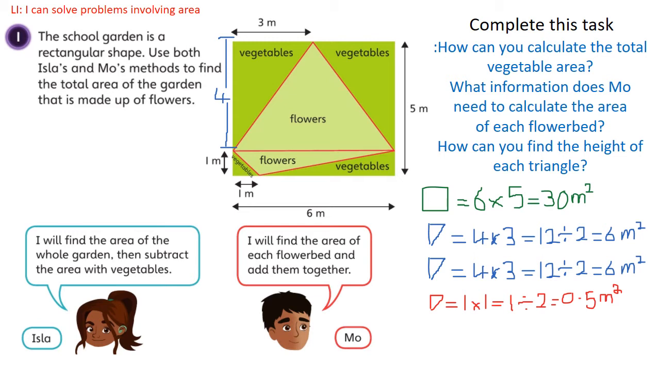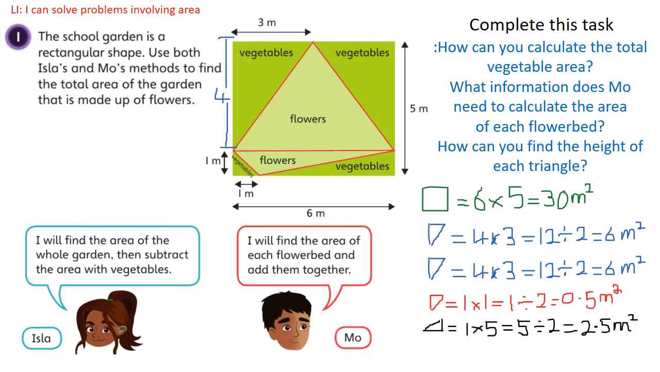And then finally, our last vegetable bed. Well, this one we need to decide what our base is. If the length of the whole garden is 6 meters, and we know that the little vegetable bed is 1 meter, 6 minus 1 gives us 5 meters. Our height is still 1 meter, like the little bed.